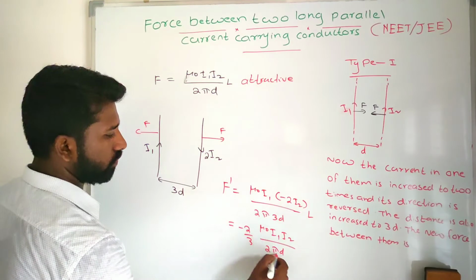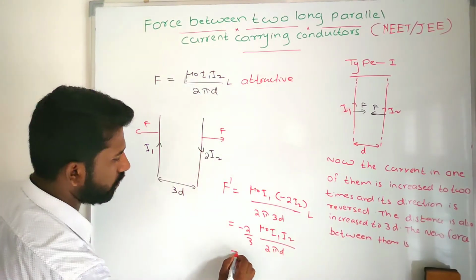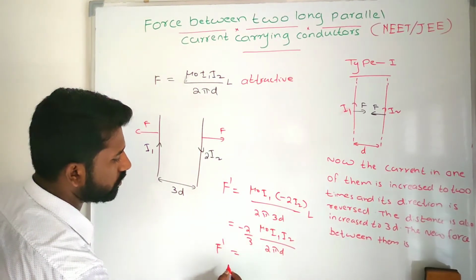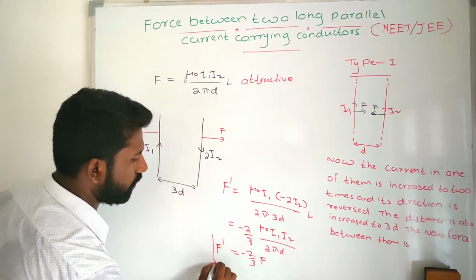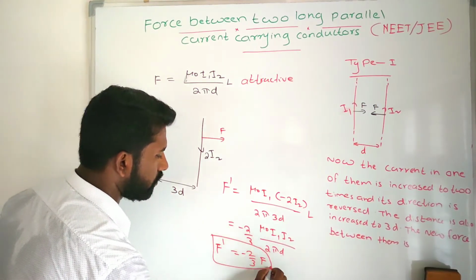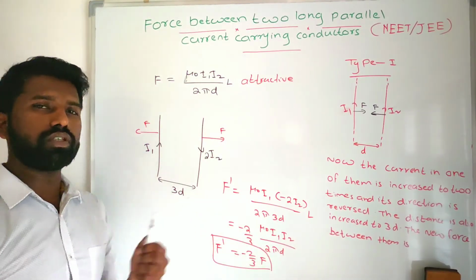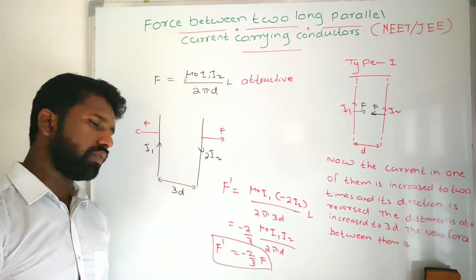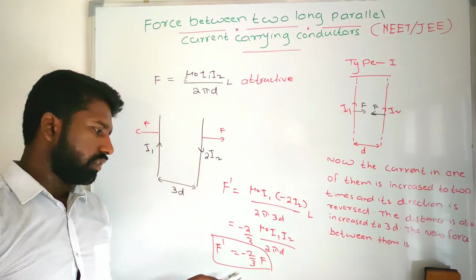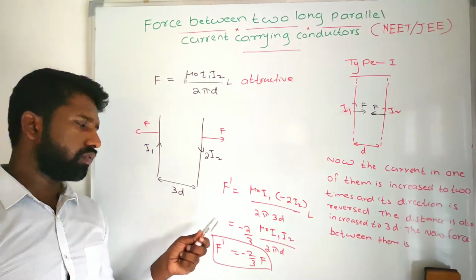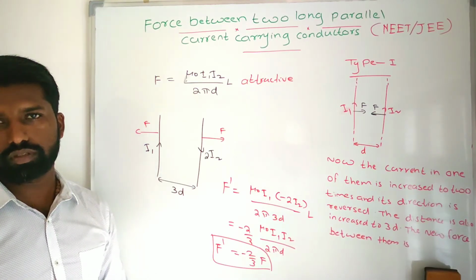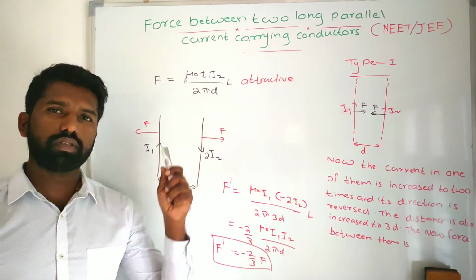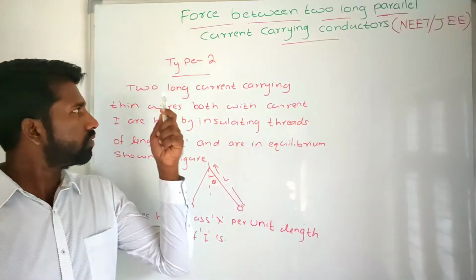What about this value? This is equal to the old F. So this F dash has a value of 2 by 3 F. Why this minus sign? This minus sign is because the force is repulsive. This is the magnitude: the magnitude of the new force is decreased by 2 by 3 times. Okay, then this is about type 1.